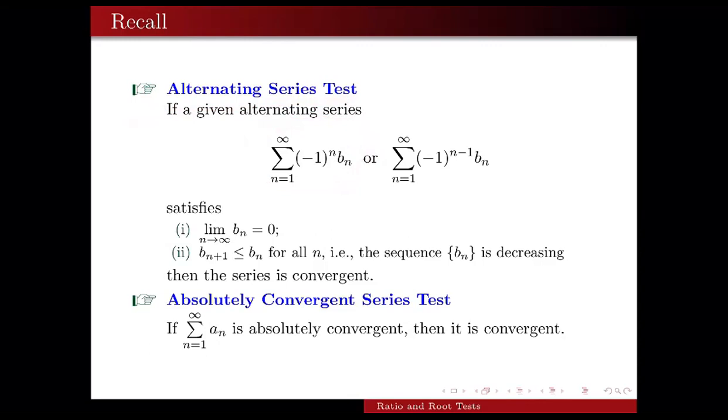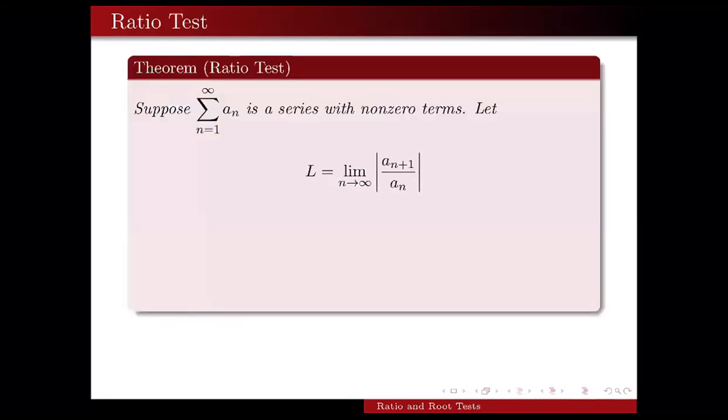For the absolute convergence test, you can have either all positive, all negative, alternating terms, or even not alternating terms. You can use any general series there. For the next two tests that we are going to discuss, you can use them with any series, just like the absolute convergence test. So let's start with the ratio test.